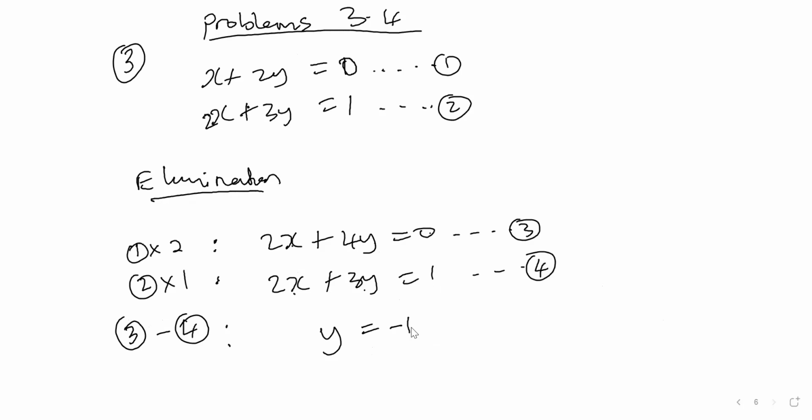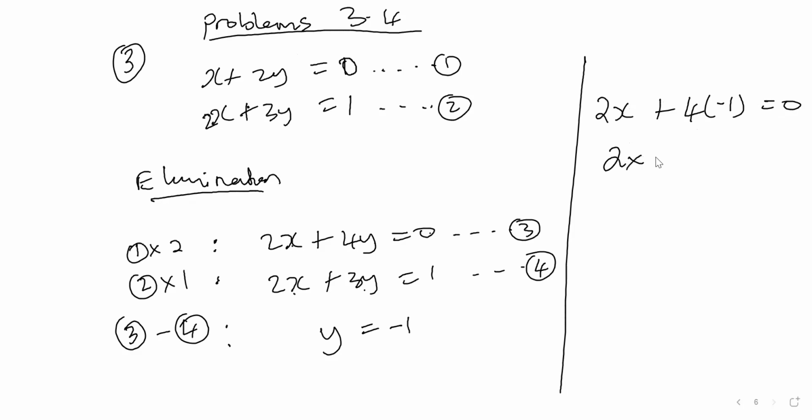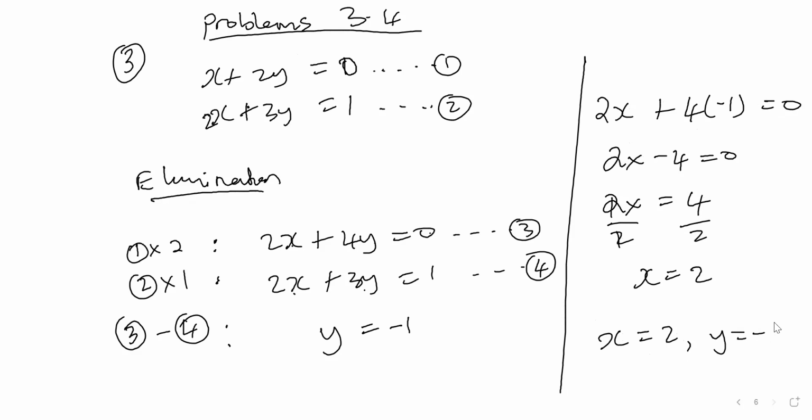And then I bring my value for y, substitute it into any of these equations, equation 1 for instance, to get x. So 2x plus 4 times y, which is negative 1, equals 0. So 2x minus 4 equals 0. 2x is 4. Moving the 4 to that side, dividing both sides by 2, and x is 2. So my solution, x equals 2, y equals negative 1 for the system, by the elimination method.